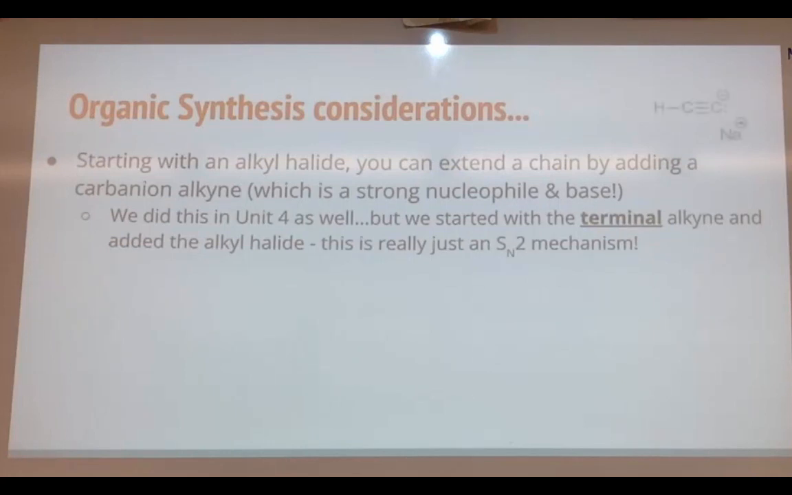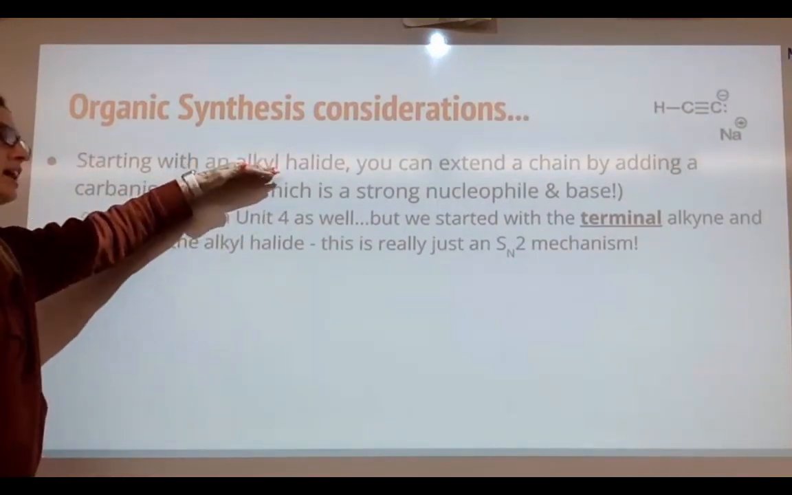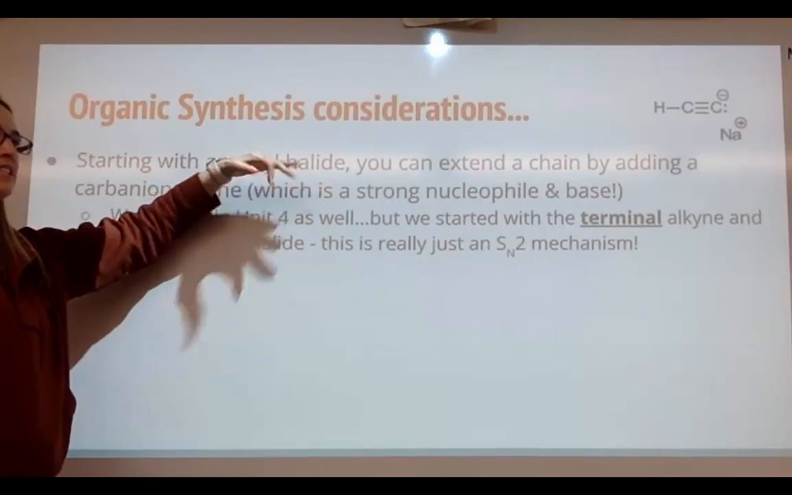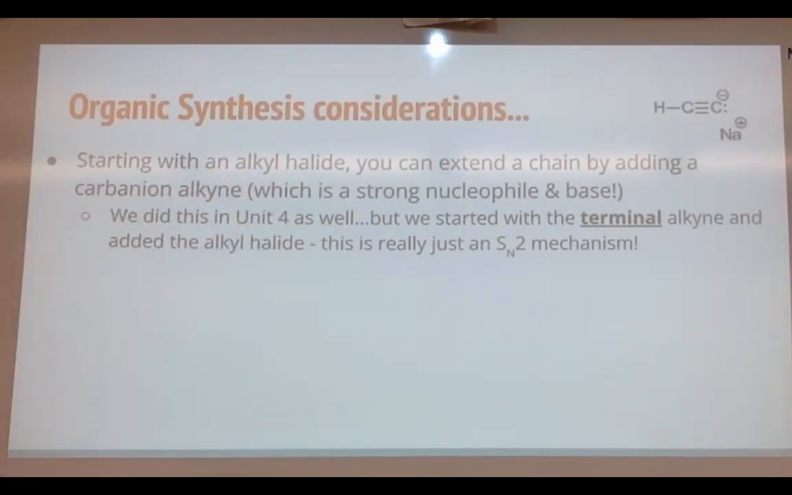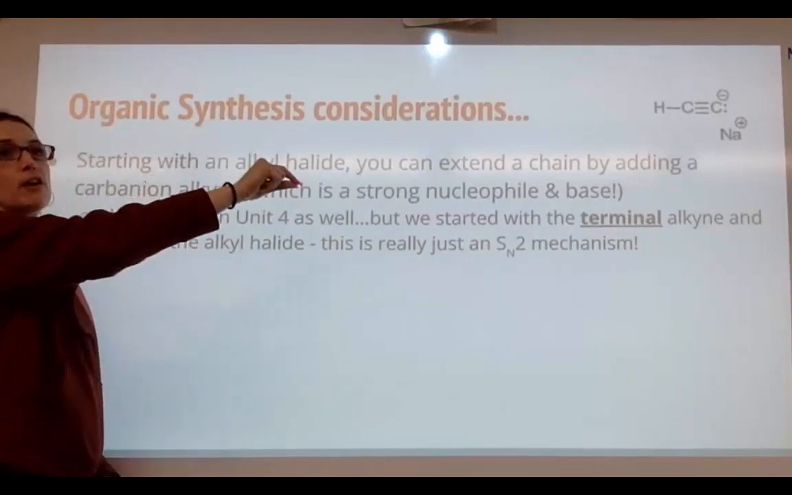So maybe some new things that we're adding on to Unit 4. We started with a terminal alkyne and we added carbons to that through the chain elongation process. Well, we could actually think about it the other way as well. If you are starting with an alkyl halide, which is an alkane with a halogen attached, you can actually extend a chain. You can elongate the chain by having your carbanion over the arrow.